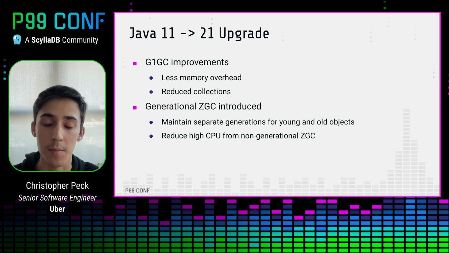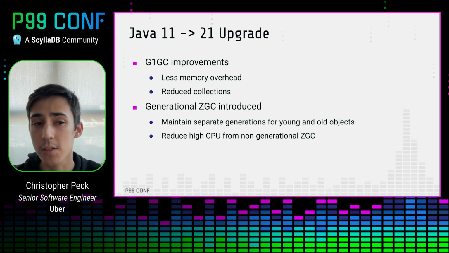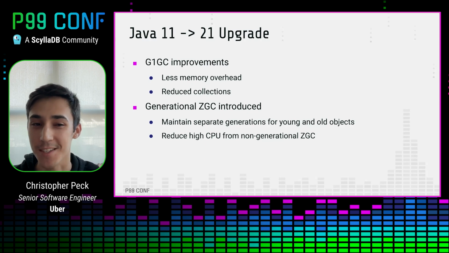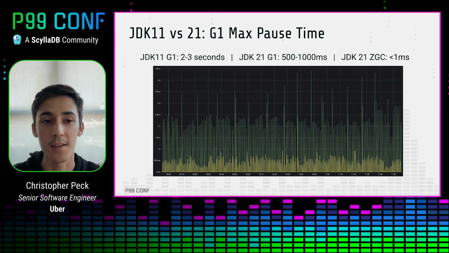At this point, I started looking towards Java 21. I think even in G1, there's a number of improvements. G1 GC has less memory overhead. There's a whole host of other things in the changelog. But one of the main things was generational ZGC was introduced. And this maintains separate generations for young and old objects. And the thinking was this could probably help us reduce that high CPU we saw from non-generational ZGC.